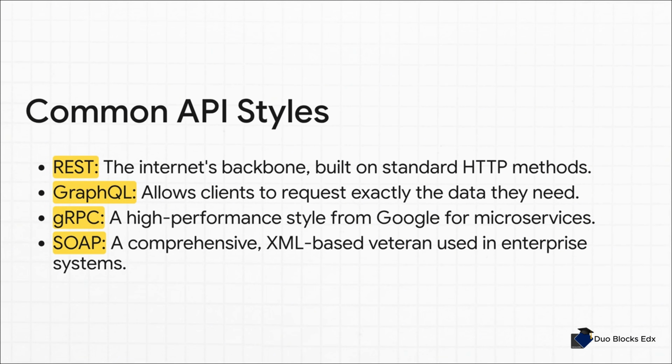And, just like there are different kinds of waiters in restaurants, there are different styles of APIs. REST is by far the most popular. It's pretty much the backbone of the modern web. Then you have GraphQL, which is really cool because it lets the app ask for exactly the data it needs, no more, no less. gRPC is a super high-performance one from Google, great for services that need to talk to each other really fast. And then there's SOAP, which is a bit more old school and super structured. You'll see it a lot in big enterprise companies.